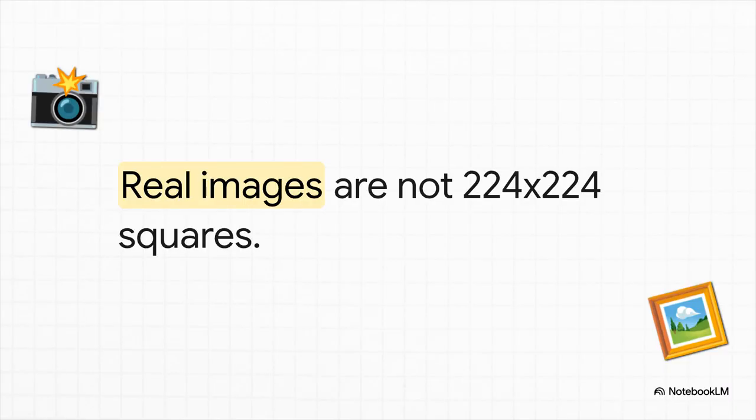For years, AI developers operated under this incredibly restrictive assumption. They were trying to force the entire visual world into these perfect little tiny boxes. But the fundamental truth we all know is that real images are simply not 224 by 224 pixel squares. The real world just doesn't cooperate with that dimension, right?